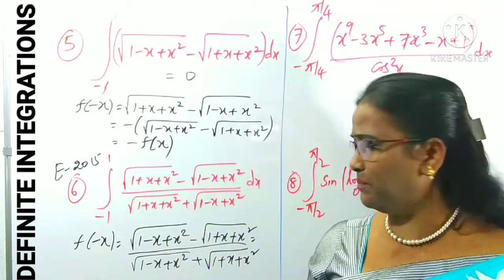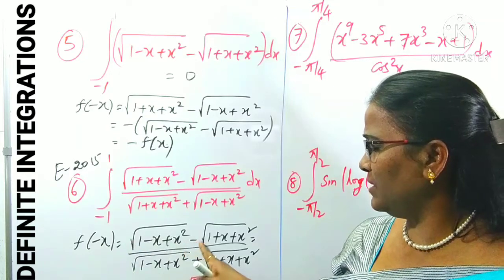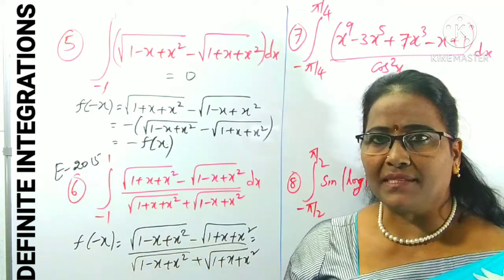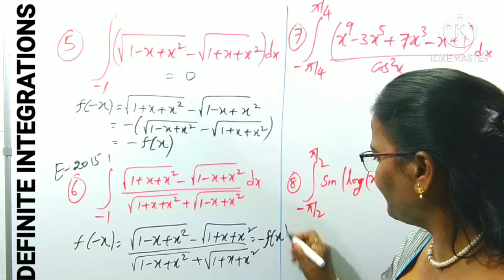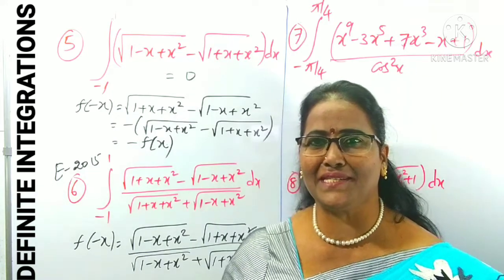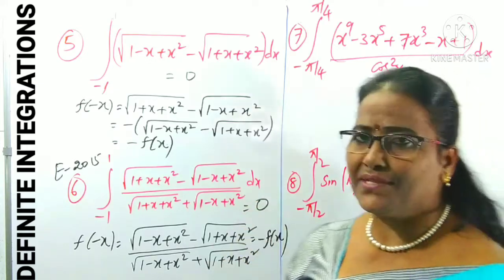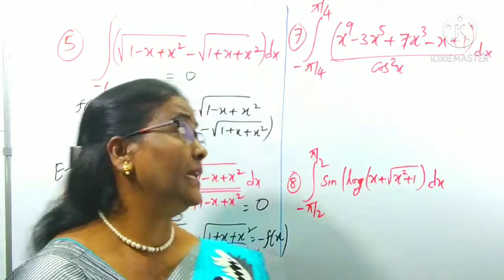But in the numerator, what happened? Take the minus common, and we get root over 1 plus x square minus root over 1 minus x square. Means indirectly this is minus f of x, or not? F of minus x is equal to minus f of x, we got. Therefore, this resultant value is also 0. Right. Now, come to the next question.